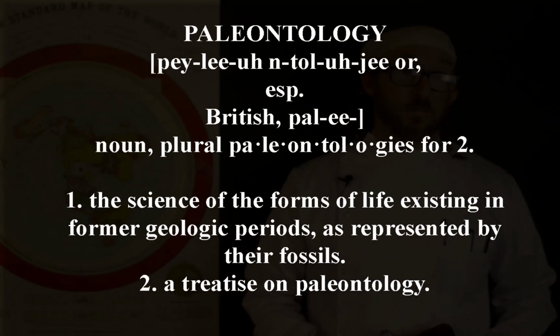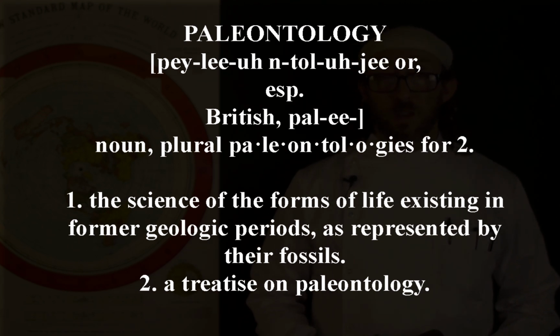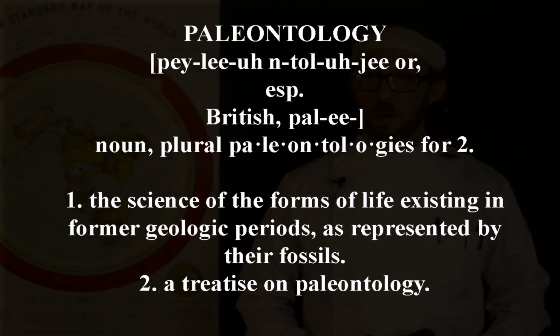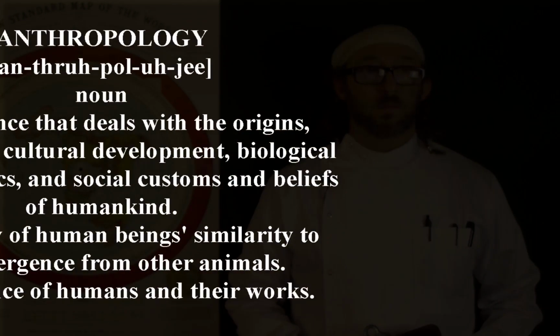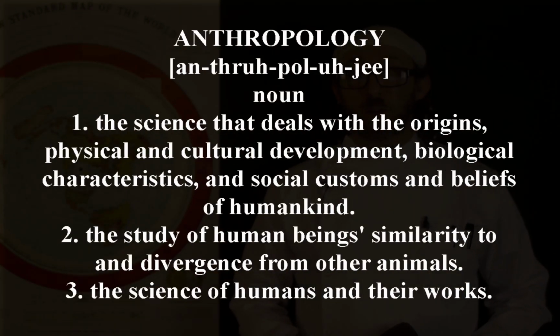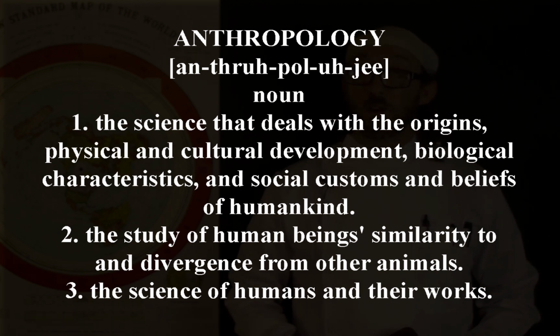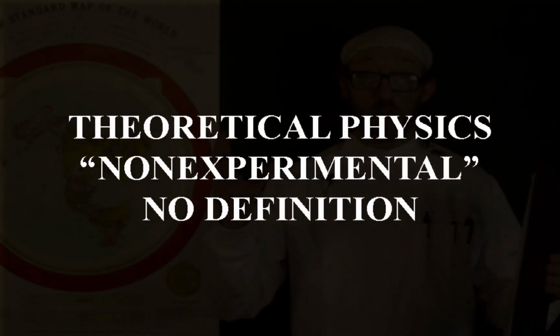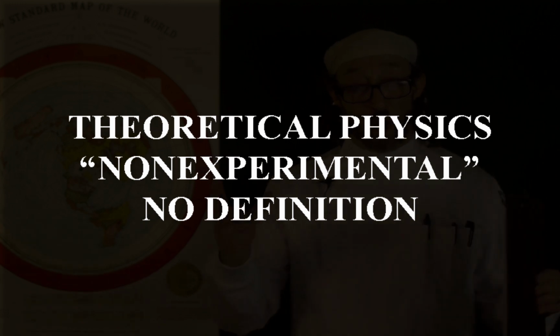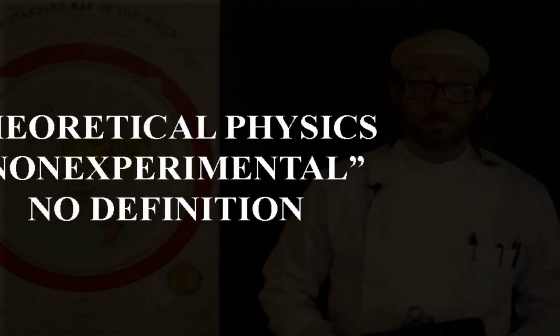Next we have paleontology, the science of the forms of life existing in former geological periods as represented by their fossils. A treatise on paleontology. Next we have anthropology, the science that deals with organisms, physical and cultural development, biological characteristics, and social customs and beliefs of humankind. The study of human beings' similarity to and divergence from other animals. The science of humans and their works. Next we have an interesting one. This is theoretical physics, non-experimental, with no definition.